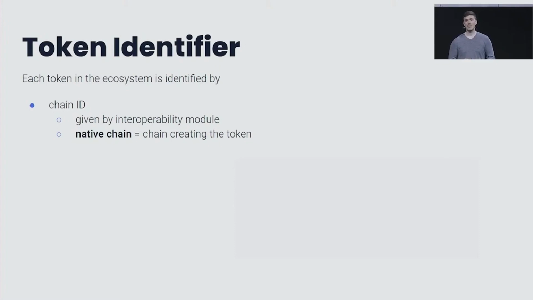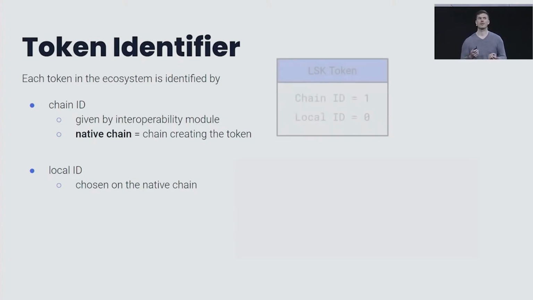And the token ID is made of two parts. And the first part is the chain ID. This ID is given by the Interoperability module, and it identifies the native chain of the token. So where was the token created? Secondly, we also have a local ID, which can be used to have multiple types of token on the same chain. So on one chain, you can have multiple local IDs, which represent different tokens.